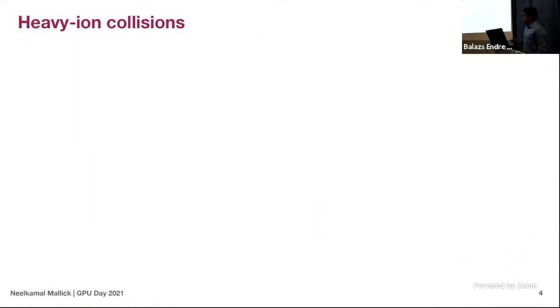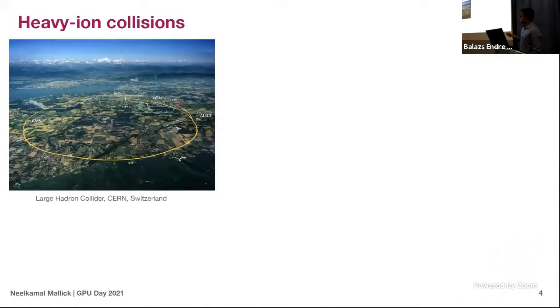Okay. So what we do is that we have built powerful particle accelerators. This is the aerial view of the Large Hadron Collider at CERN, Switzerland. And here we have four major experiments going on: ALICE, ATLAS, LHCb, and CMS. These are dedicated detectors for specific physics analysis.